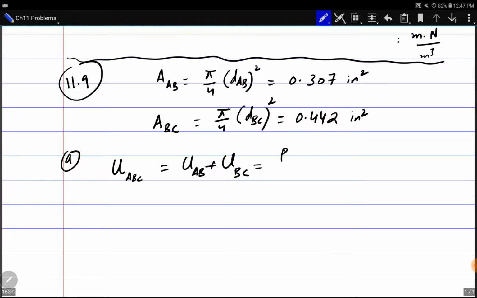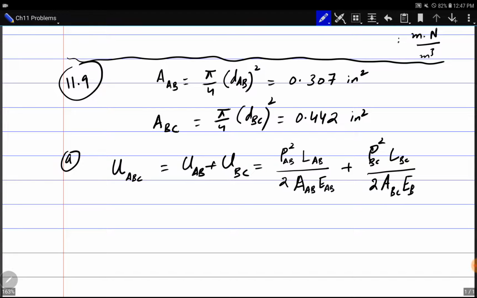So it will be P_AB squared L_AB divided by 2 A_AB E_AB, plus P_BC squared L_BC divided by 2 A_BC E_BC. P for AB and BC are the same in this problem.